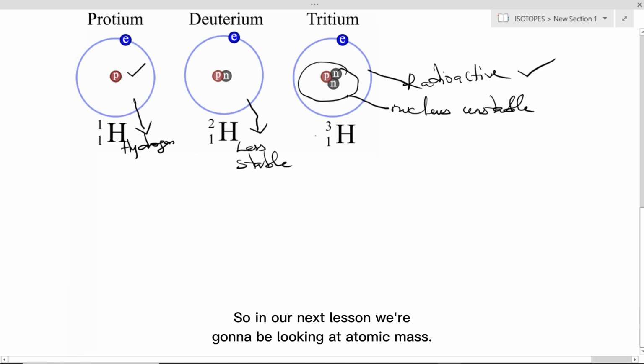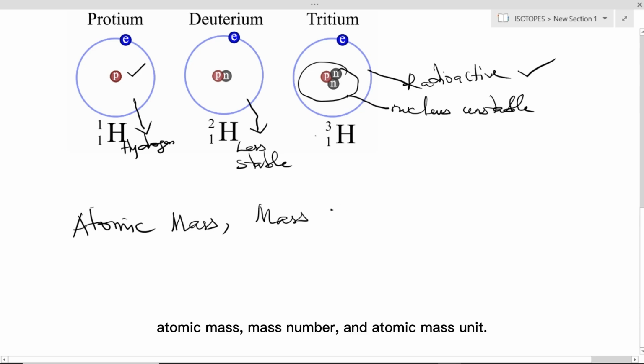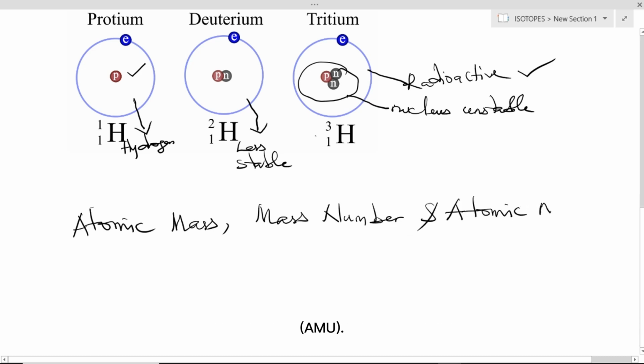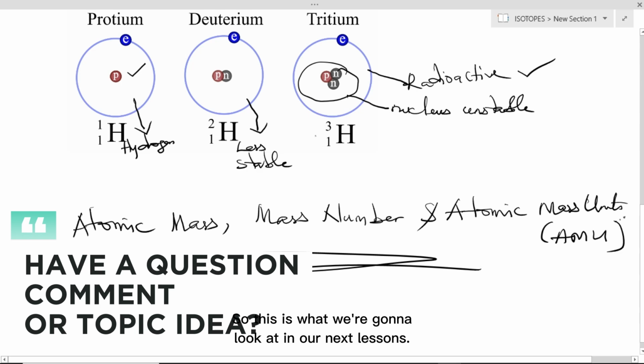So in our next lesson, we're going to be looking at atomic mass. We're going to be looking at atomic mass number and atomic mass units, AMU. So this is what we're going to look at in our next lesson.